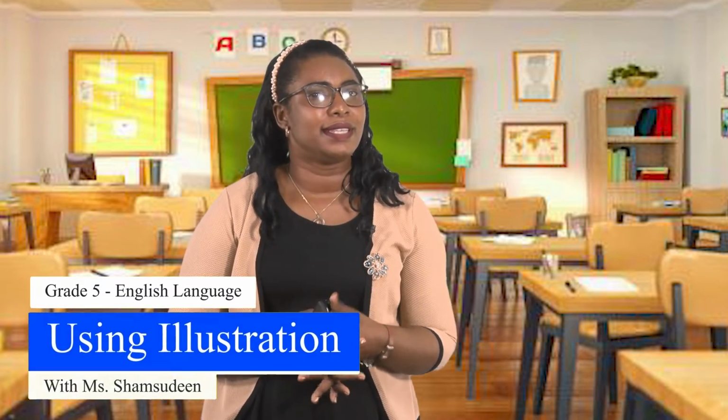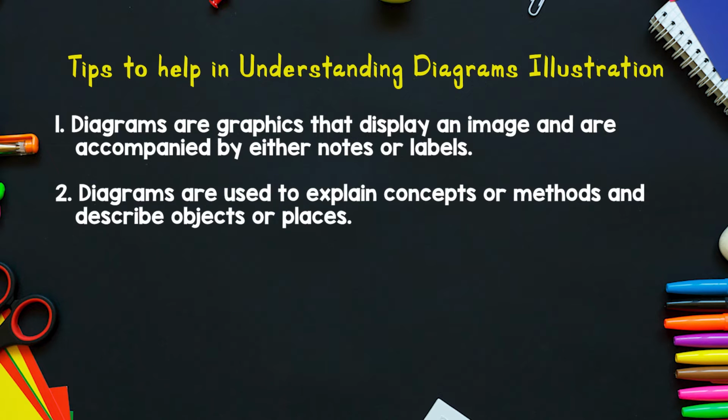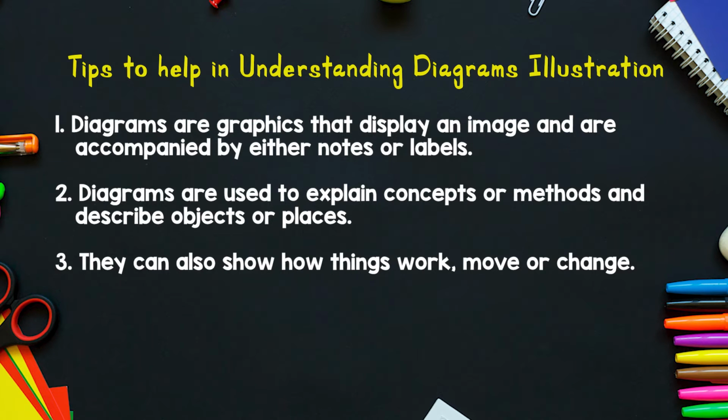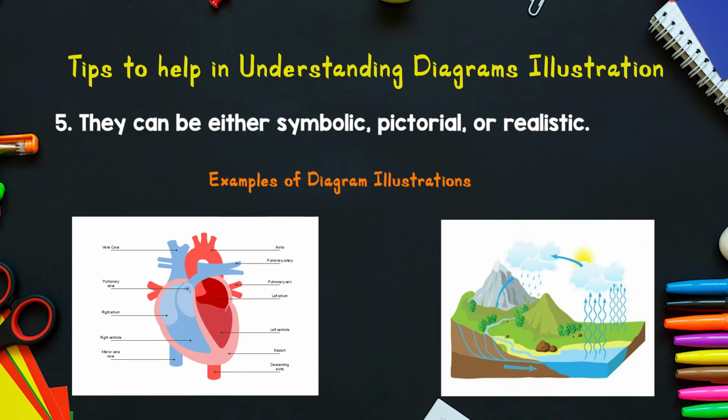And now we look at the use of diagrams. Now, while you might want to say a diagram is a picture, it's different. It's quite different. Diagrams are graphics that display an image, yes, but they are accompanied by either notes or labels. So diagrams are used to explain a concept or a method and describe objects or places. They can also show how things work, how they move, or how they change. Diagrams provide additional insight into the subject displayed. They can be either symbolic, pictorial, or realistic.